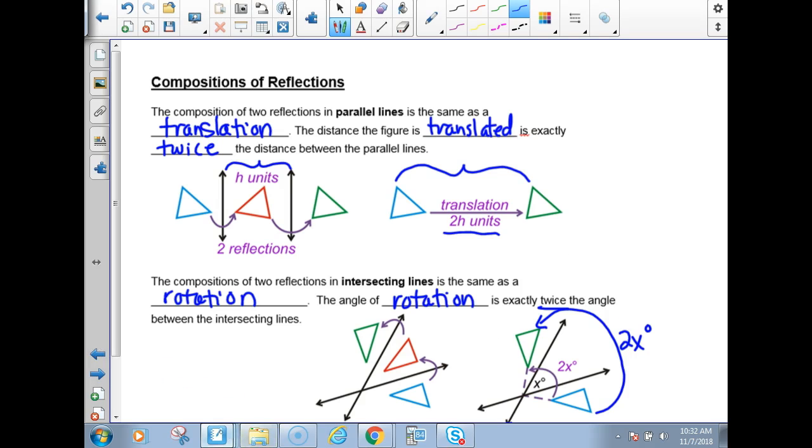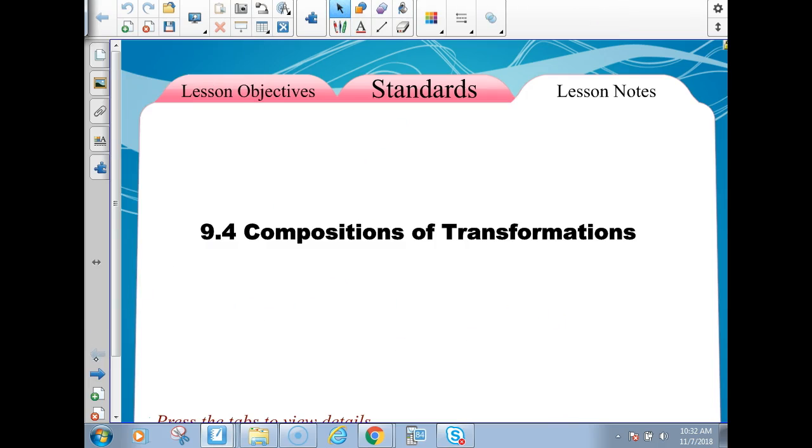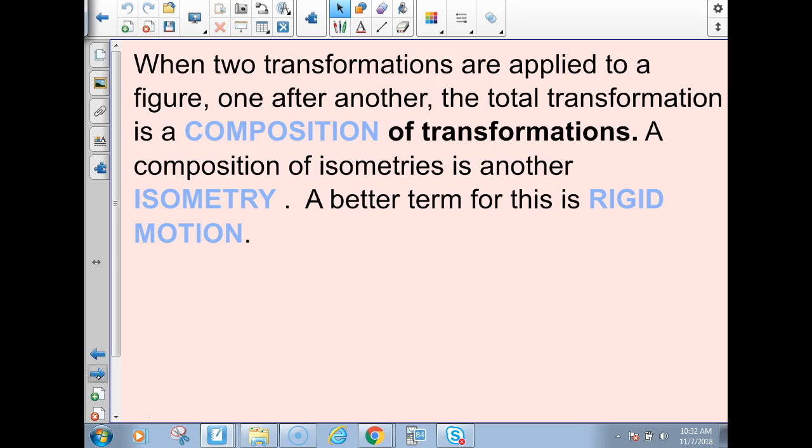Okay, that's it for the ISN. So now we're going to go to the 9.4 packet. I didn't put these on your paper this time, but these are all the Common Core things that we're talking about, the standards.